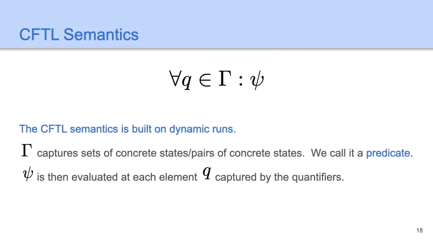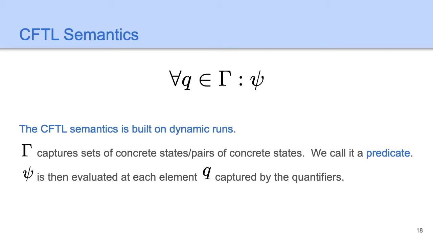With symbolic control flow graphs and dynamic runs introduced, we're in a position to talk about the semantics of control flow temporal logic. The CFTL semantics is built on dynamic runs, not surprisingly, and here we see that if we take a CFTL formula with the normal form that we introduced before, we have the quantifiers on the left and then the innermost quantifier-free part on the right, then we can begin to say what exactly these things in the formula actually mean.